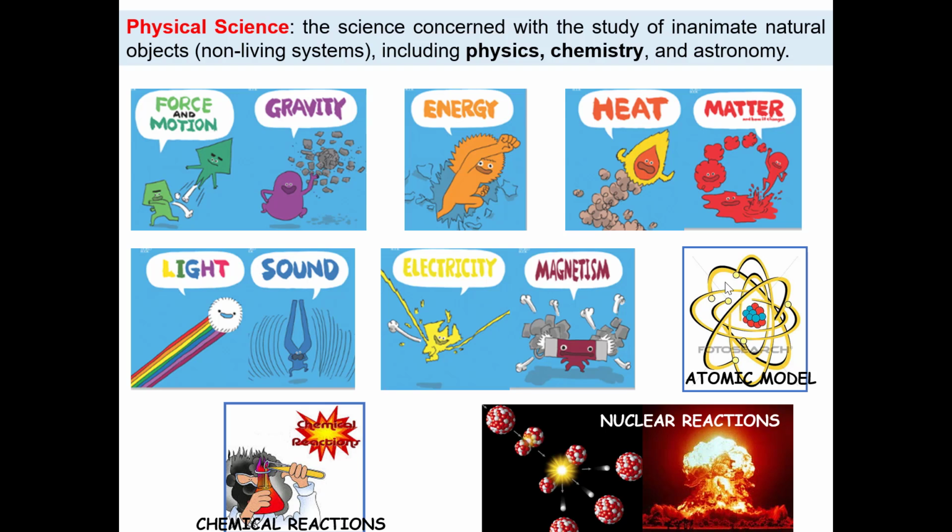In the last part of the course, we will discuss the chemistry concepts and we will study first what is the atomic model. Also, we will discuss the periodic table, chemical bonds, and then we will move to the chemical reactions. And finally, we will learn about the nuclear reactions. This is the summary of the topics that we will cover in this course.